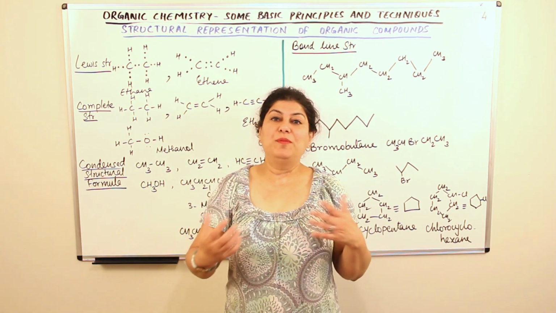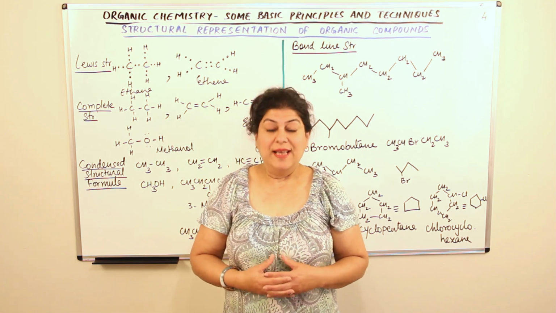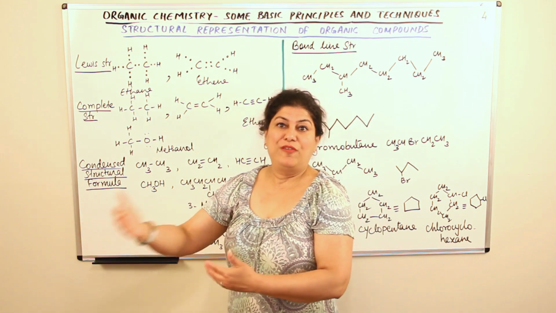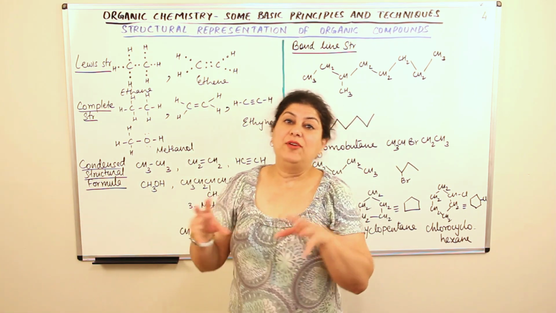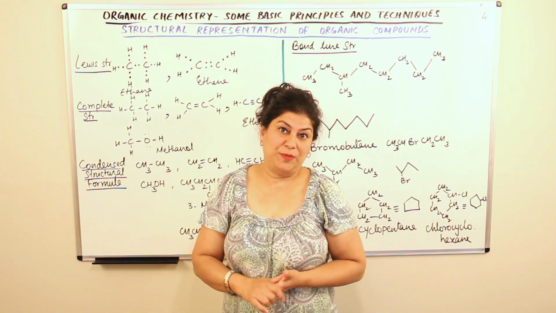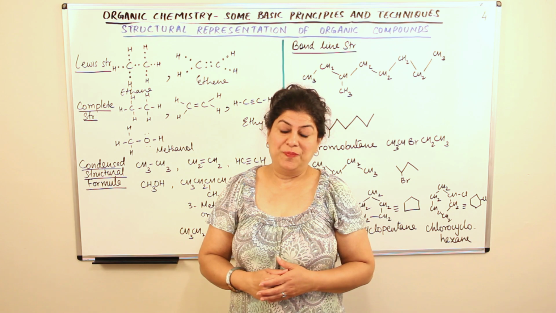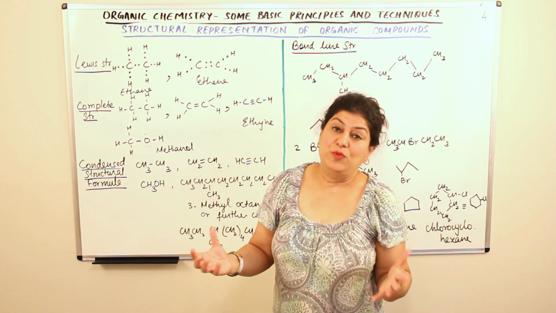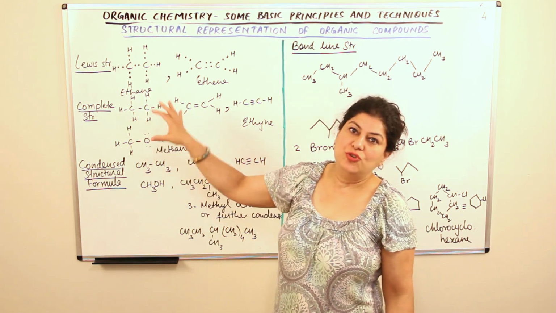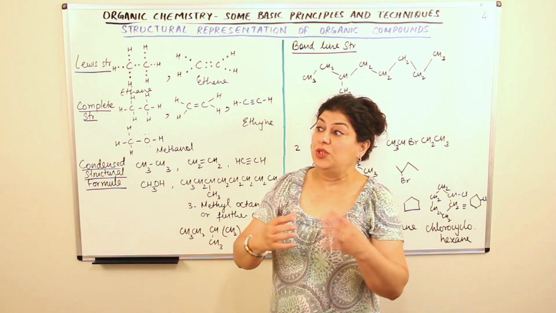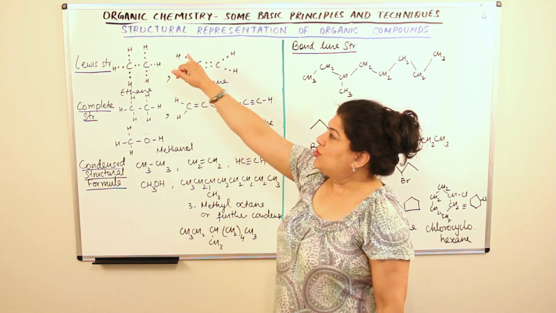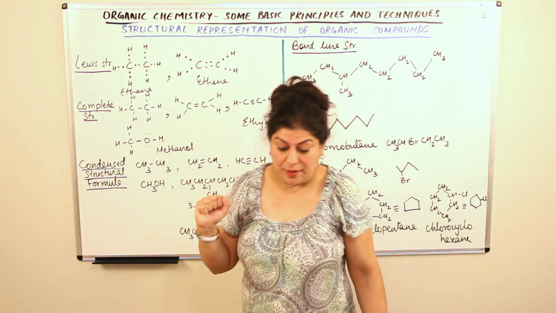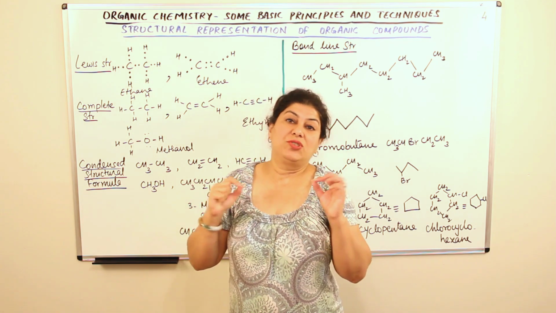But then the next problem that chemists have is that if we need to know the structures, how do we convey the structure from one person to the other in a book, without actually having to see the structure? How do we write down these structures? There are different ways we represent them, and it becomes really important to know how we represent them and what these structures mean. So the topic of this video is structural representation of organic compounds. How do we write down their structures?